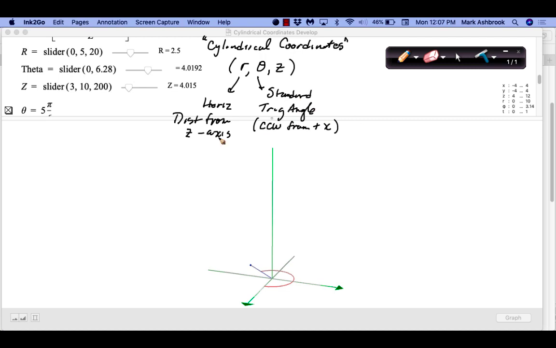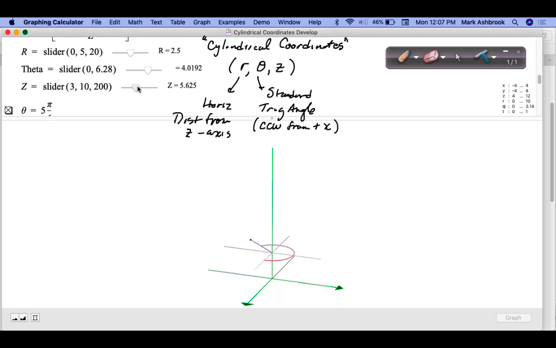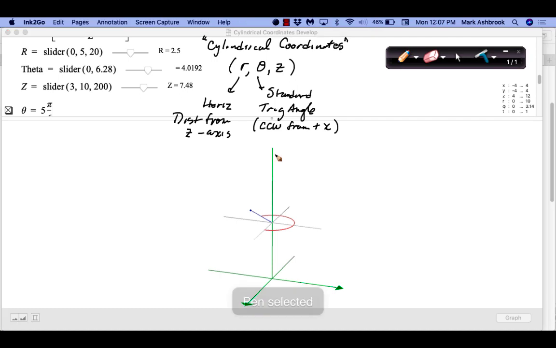So once you have an r and you have a theta and you have a z, that gives you a distinct point in space. So r is distance from the z-axis, theta standard trig angle, z how high you are up and down from the xy plane, gives you a point.